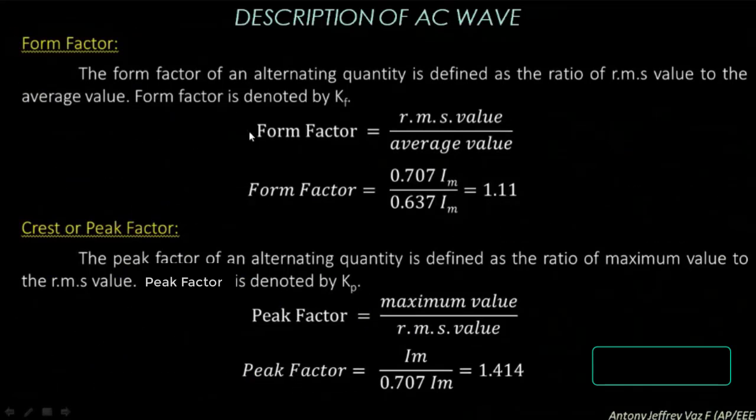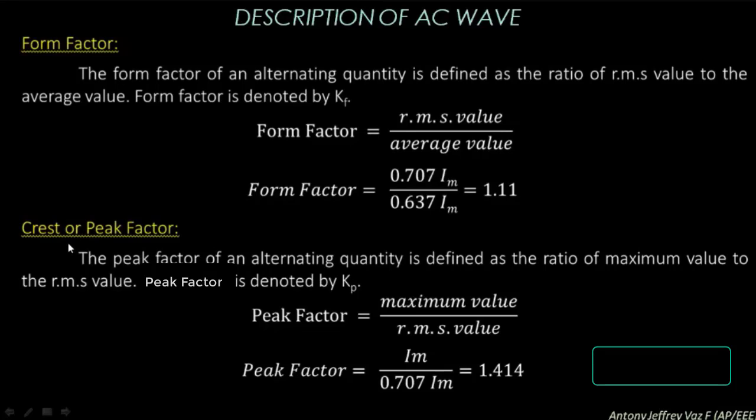Form factor. The form factor of an alternating quantity is defined as the ratio of the R.M.S value to the average value. So we divide the R.M.S value by the average value to find the form factor. Form factor is denoted by the symbol Kf. We know that the R.M.S value is 0.7071 Im and the average value is 0.637 Im. Dividing these two, the form factor for a pure sinusoidal waveform is 1.111.